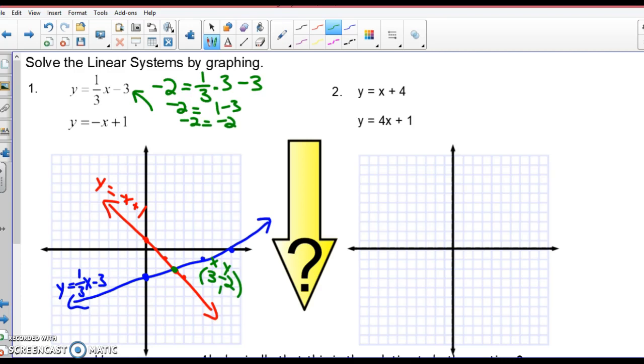Let's prove that that point is also on the red line. So y is -2 equals -x plus 1, so -3 plus 1. What's -3 plus 1? Does -2 equal -2? Is it on this line? Is that point on both lines? Yes, it is. So that is a solution to that system. The lines intersect, and the system is solved at (3, -2).